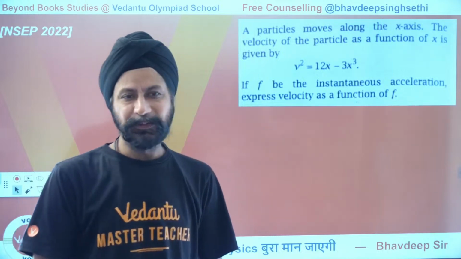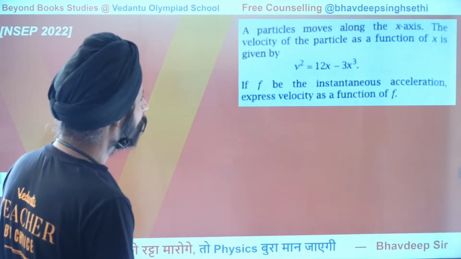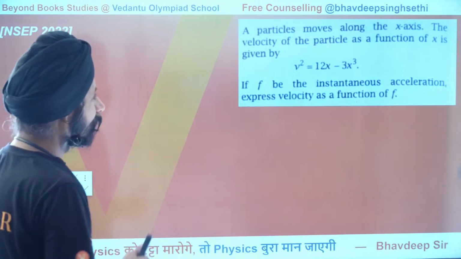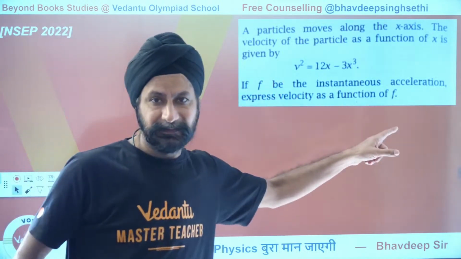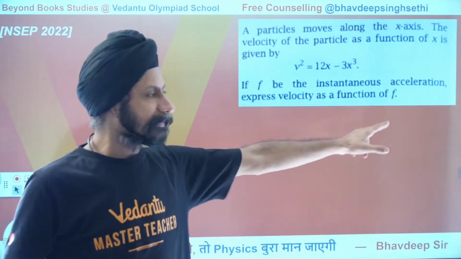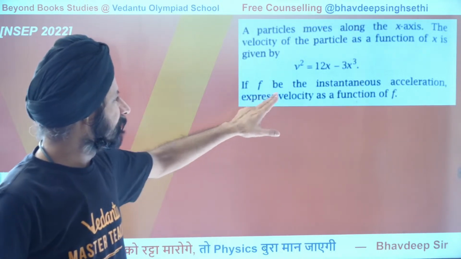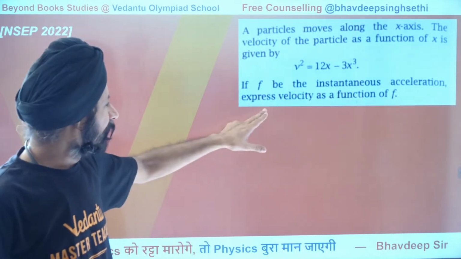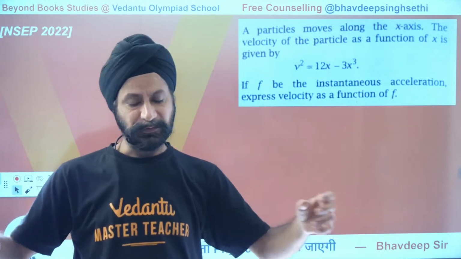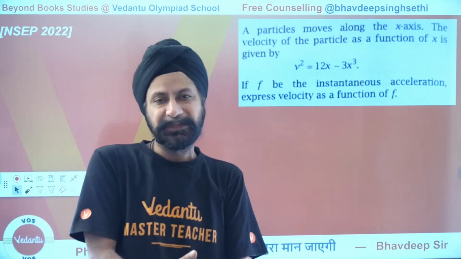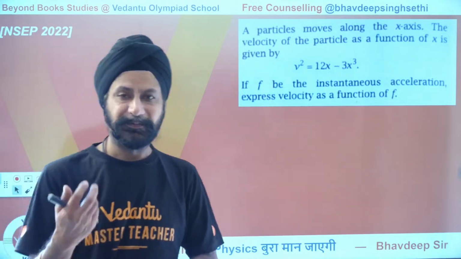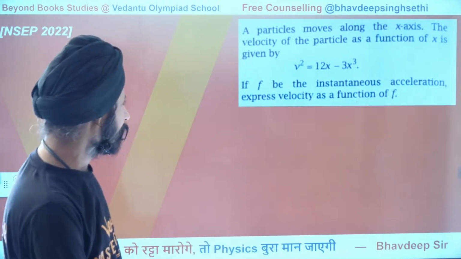So the very first question here, a beautiful question. A particle moves along the x-axis, and the velocity of the particle as a function of x is given. They're saying if f is the instantaneous acceleration, find the velocity as a function of f. So velocity as a function of position is given. You have to find velocity as a function of acceleration.